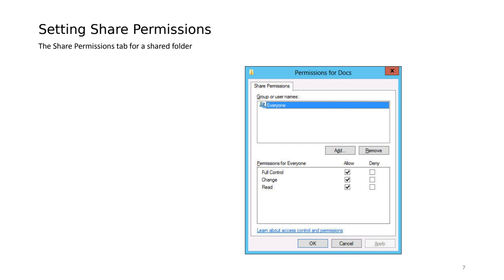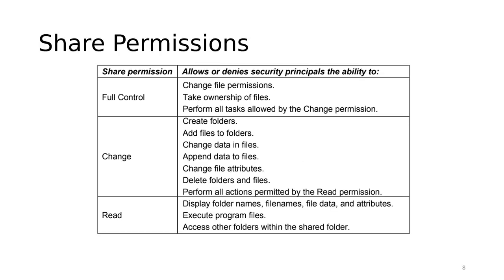To set share permissions, use the Share Permissions tab for a shared folder, and then you can choose. Remember in the lab, we removed Everyone, right? We added Authenticated Users. And then you can control what they can do: Full Control, Change, or only Read. This is the explanation for each one. Of course, the most powerful one is Full Control. The least is Read.